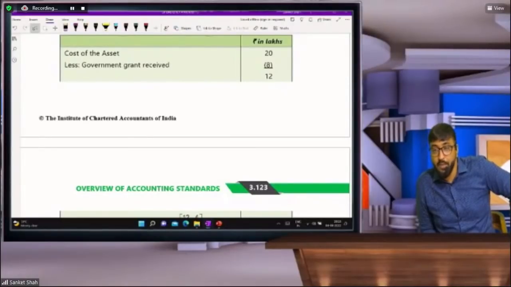Please, today itself or within 2 days, finish your accounting standard book, because accounting standard notes, if you don't prepare this properly and if you rely on the study material notes, at the time of revision it will be very difficult. So it's my suggestion to you, please complete your homework today itself.